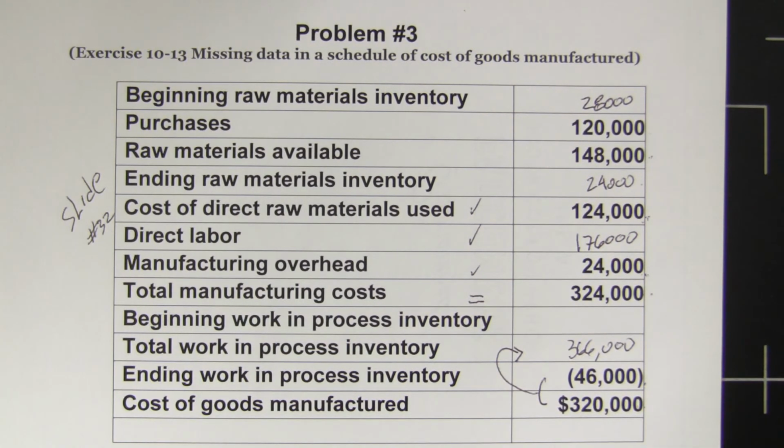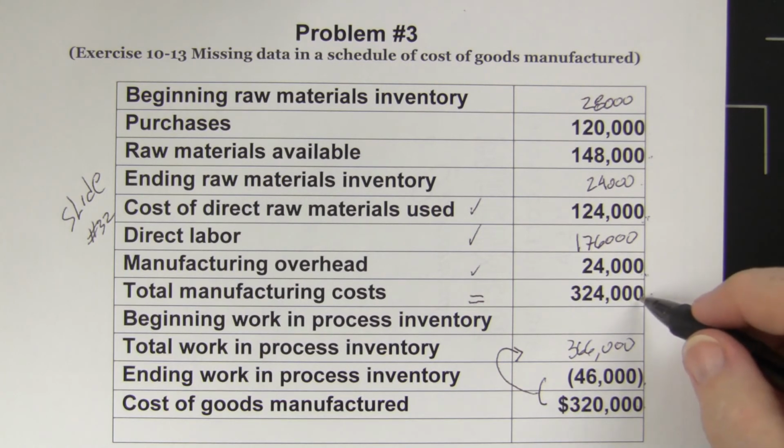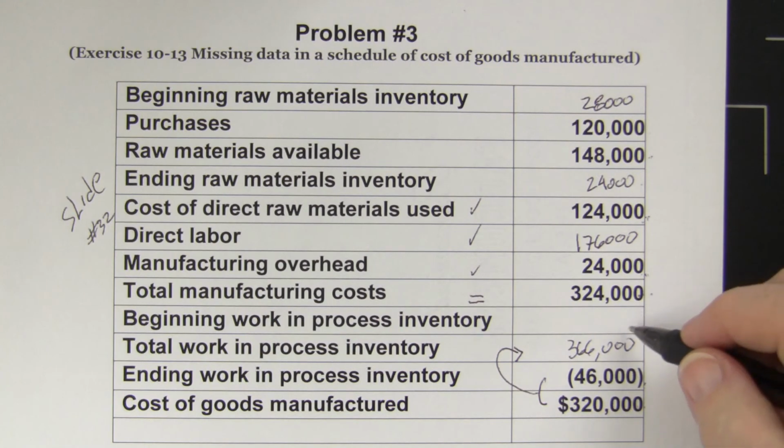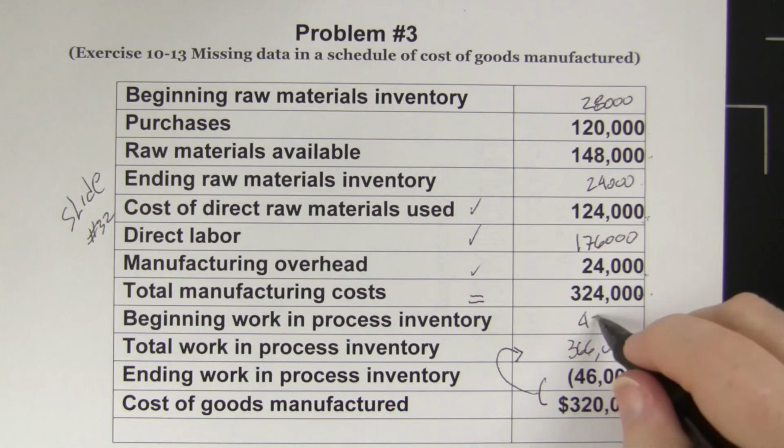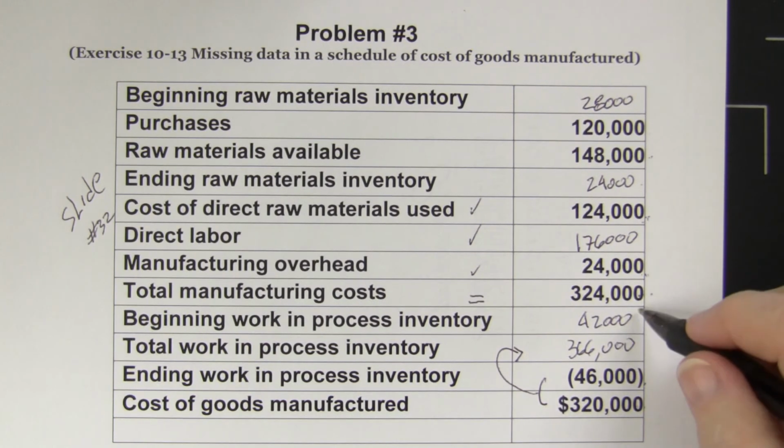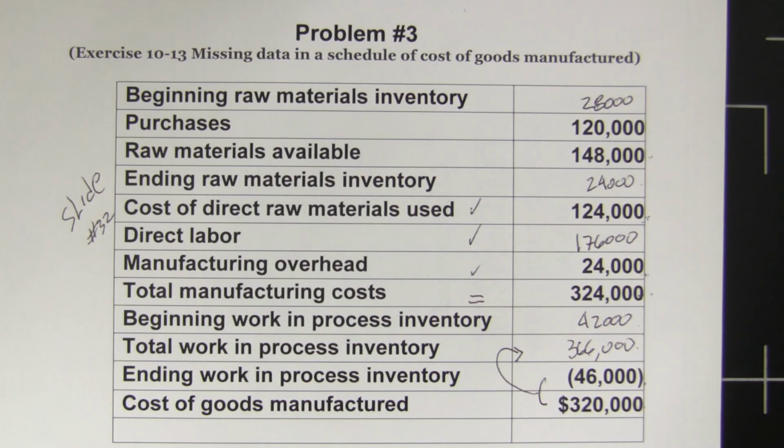Now we can figure out the beginning work in process inventory, because if we know the total manufacturing costs are 324, and that includes everything that we've made, the beginning work in process inventory is the difference between the cost that we added and what was there when we started. This is what we started with. This is what we added. This was the ending work in process.